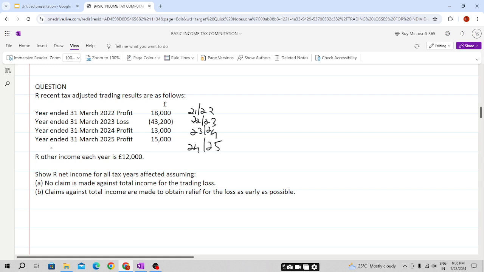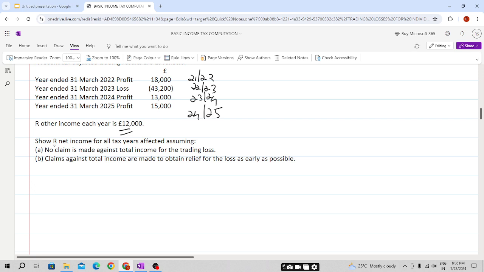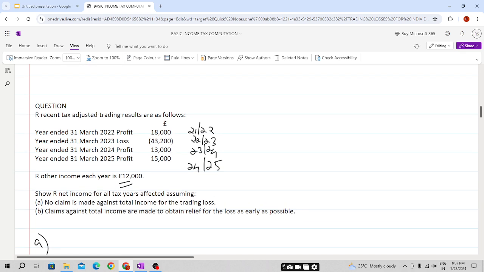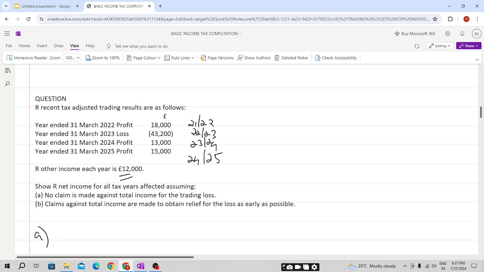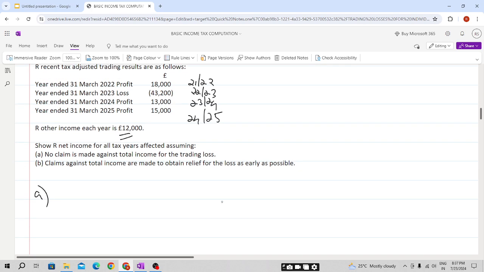Now students, R has other income each year of 12,000 pounds. Show our net income for all tax years affected, assuming no claim. The A part is that no claim is made against total income for trading losses. So we have not made the claim to set off against the total income, so it will automatically be carried forward.